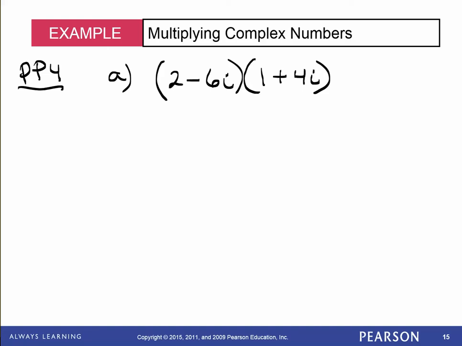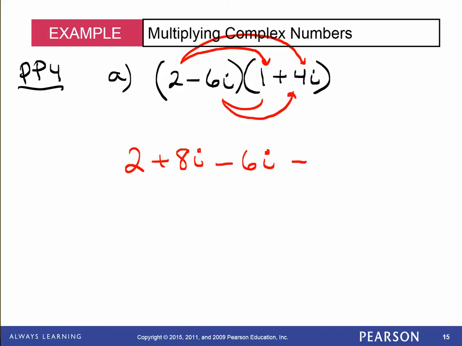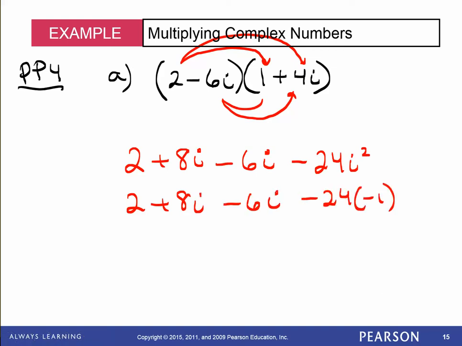All right, and again, I'm just going to keep on going here. So FOIL method, that's exactly what we use here. 2 times 1, 2 times 4i. Negative 6i times 1 gives you negative 6i, and the fun part here, negative 6i times 4i makes a negative 24i squared. Then of course the alarm goes off in your head, right? Ding, ding, ding. i squared we know is negative 1. So let me rewrite it, putting a negative 1 there.